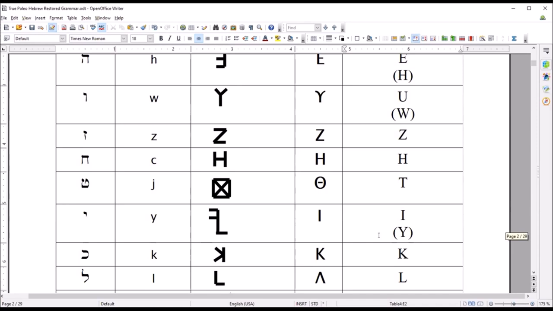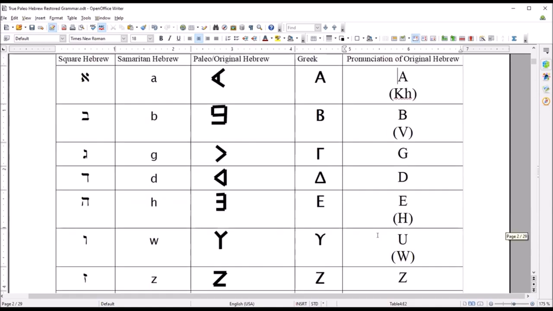That's the sound O, the long O. It's a diphthong, like cold. You're saying it quickly, but you're saying O. And Aleph followed by a yod is I. So it's the I sound.